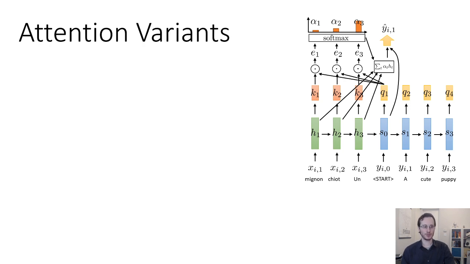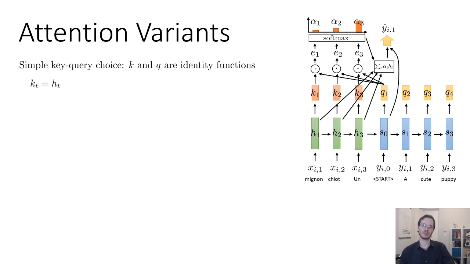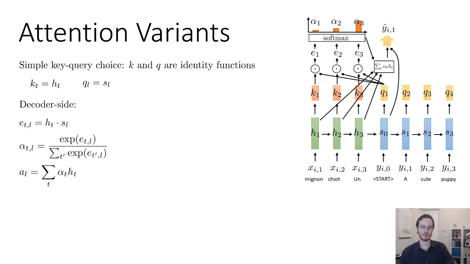Now there are a number of variants on this attention recipe and a number of special cases that are worth knowing about. One very simple choice is to use K and Q as identity functions. So in this case, K_t is just H_t and Q_l is just S_l. When you're decoding, your attention score is just the dot product between the input hidden state and the decoder hidden state. Intuitively, this is like saying, find me the time step in the input that is closest to this decoding time step. And everything else works the same way.